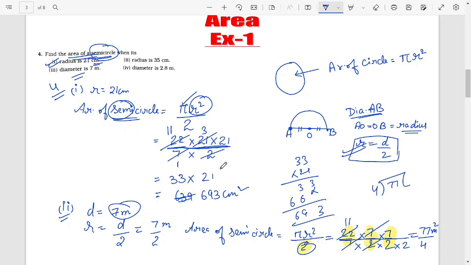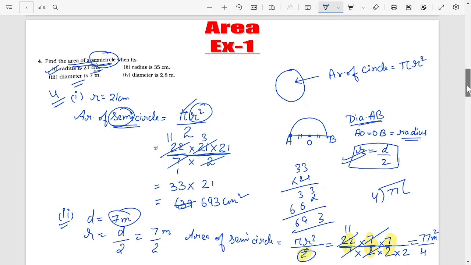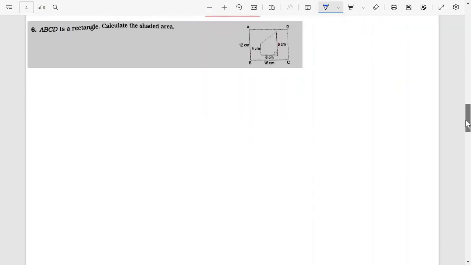So like this you have to do all the parts of this question number 4. Now we will come to the next question. Question number 6. In this question, ABCD is a rectangle. This figure is a rectangle. Calculate the shaded area. In your textbook, this much part is shaded with red color. So we have to find the area of the shaded part.